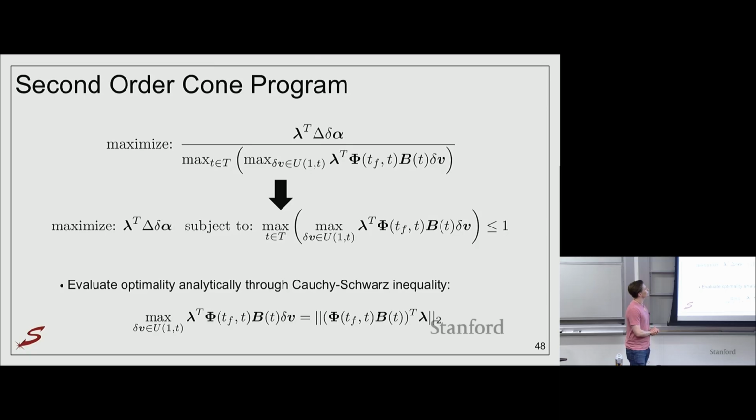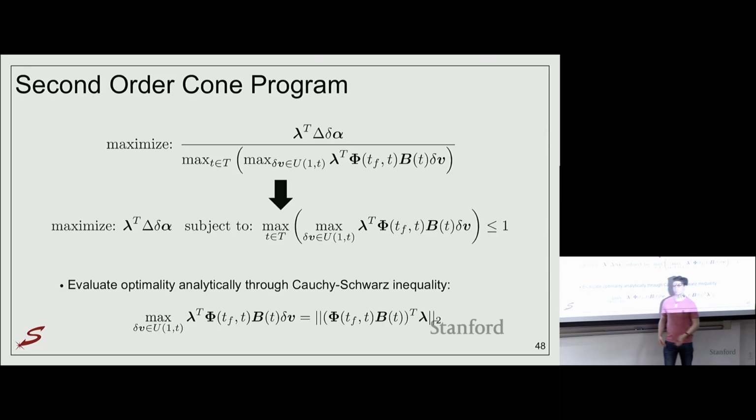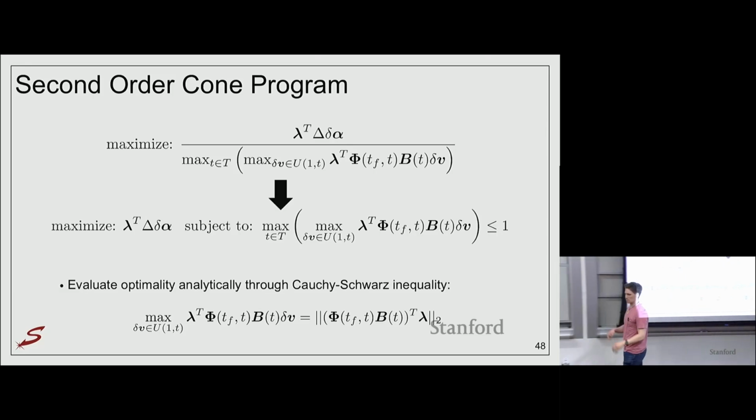So how do we do this conversion? Well, we start from a linear fractional program, and we end up with what is a fairly standard conversion in the literature from a linear fractional program to a second order cone program here, where this number 1 here is chosen relatively arbitrarily, but because it's simple.